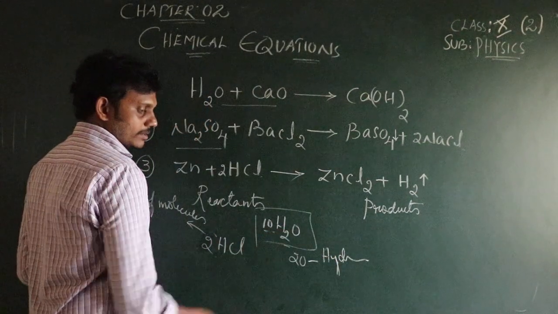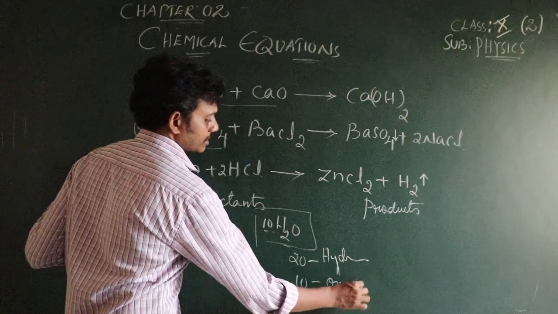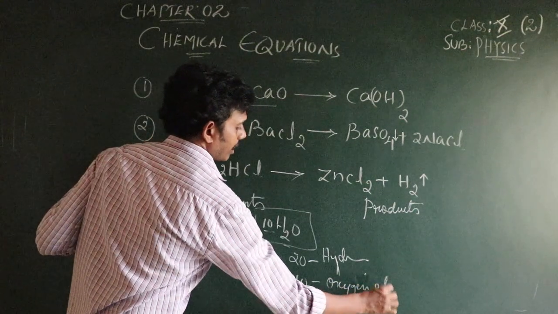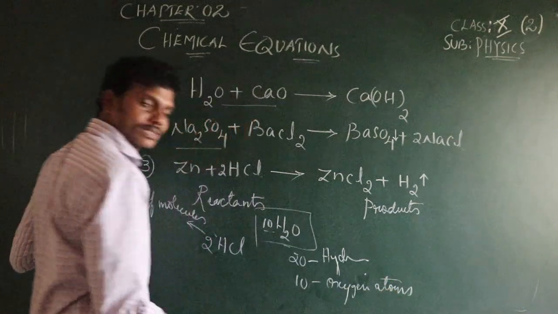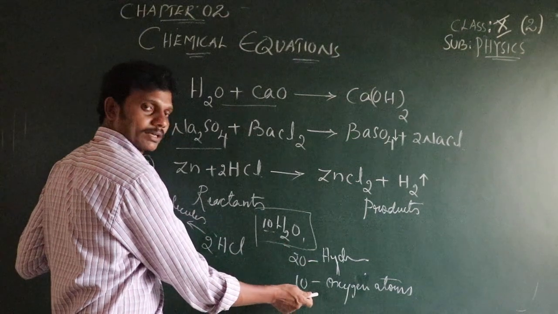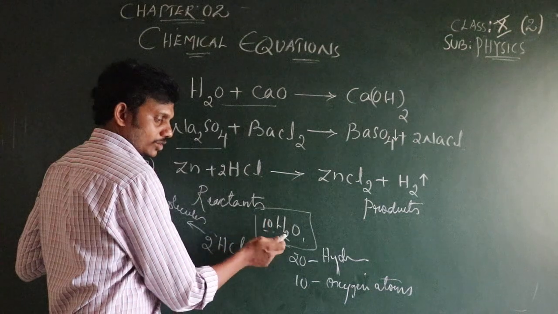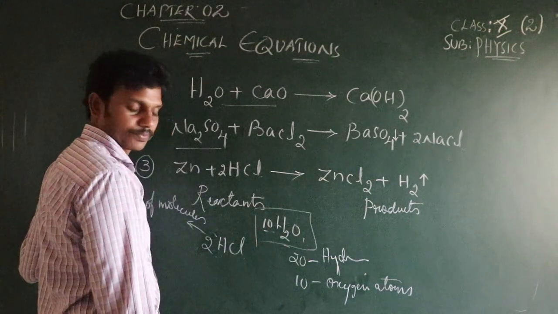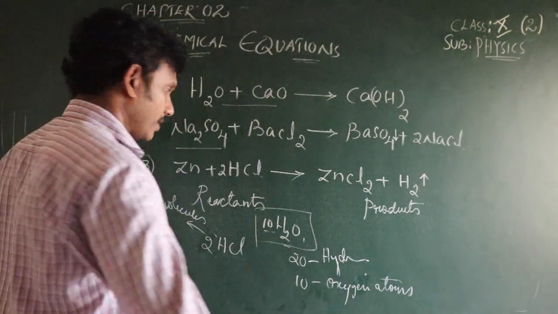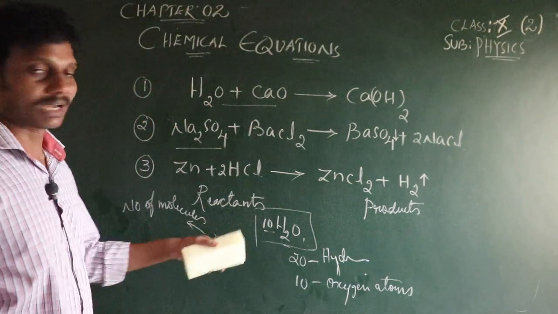And what about this oxygen? 10 oxygen atoms are present. Sir, how can you say that? Yes, here there is no number. I told you 1 is there. 10 into 1 equals 10 atoms of oxygen. And how many hydrogen atoms are there? 10 into 2, that equals 20 hydrogen atoms. This is how we need to find how many atoms or how many molecules are there. We can find it in this way.